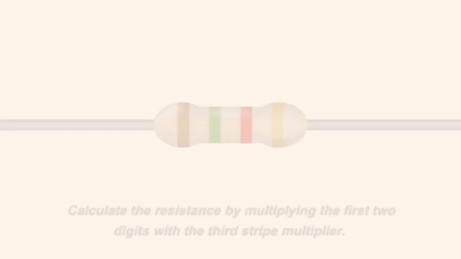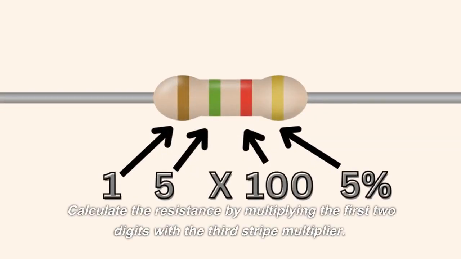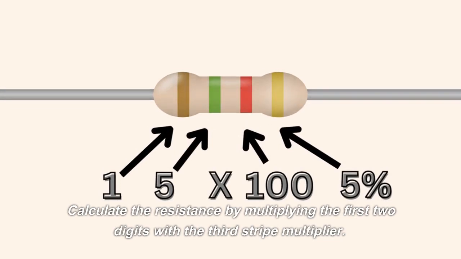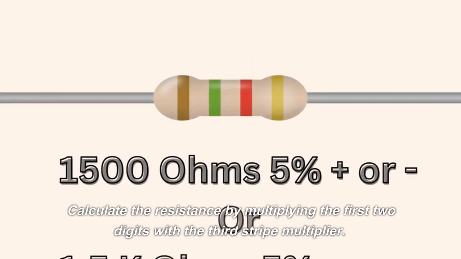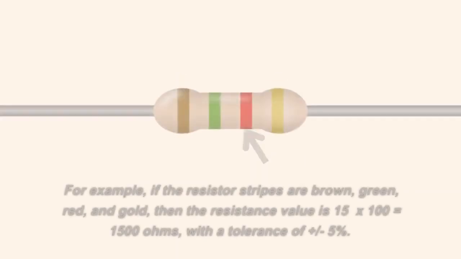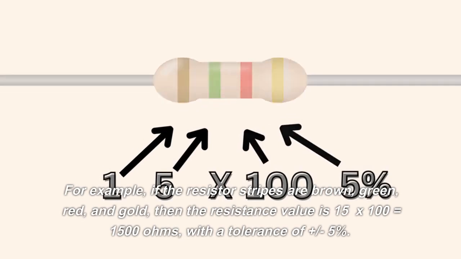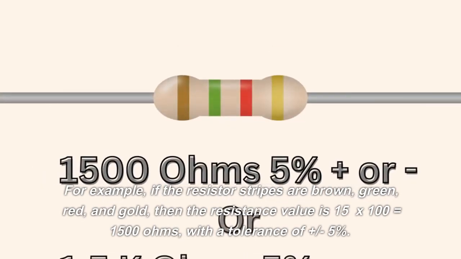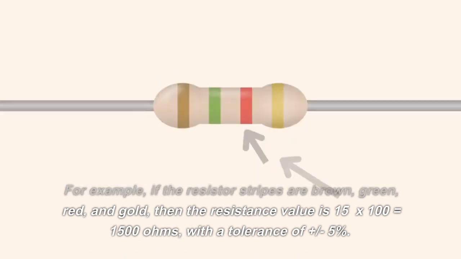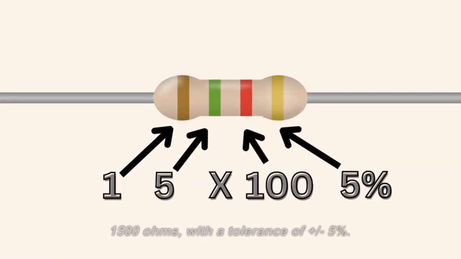Step 5. Calculate the resistance by multiplying the first 2 digits with the third stripe multiplier. For example, if the resistor stripes are brown, green, red, and gold, then the resistance value is 15 times 100 equals 1500 ohms, with a tolerance of plus or minus 5%.